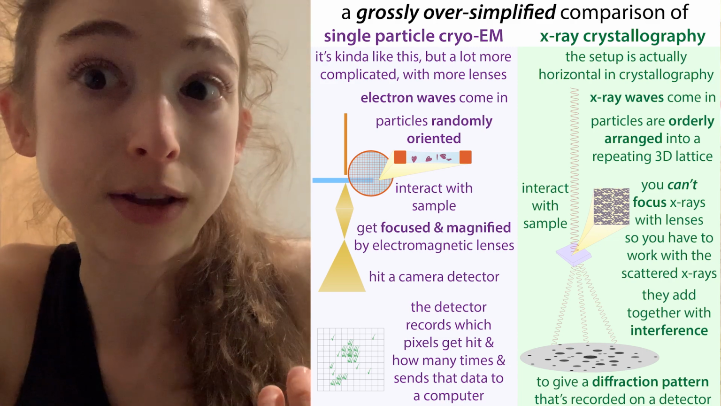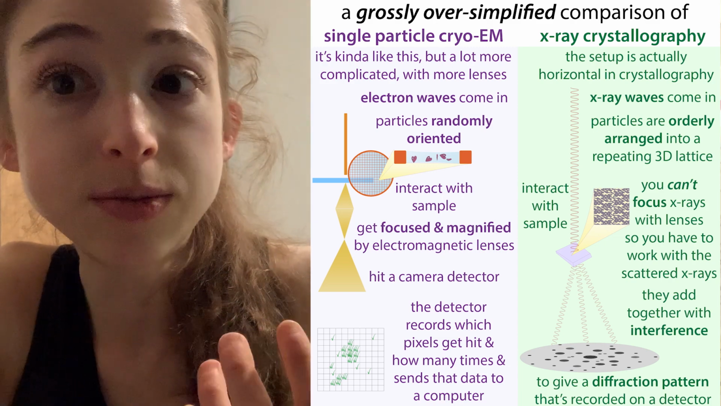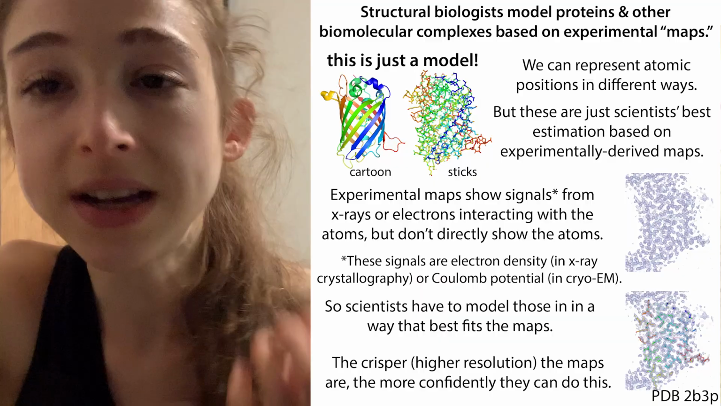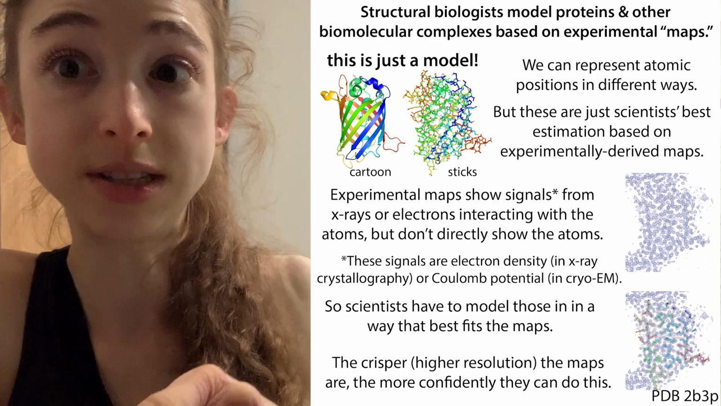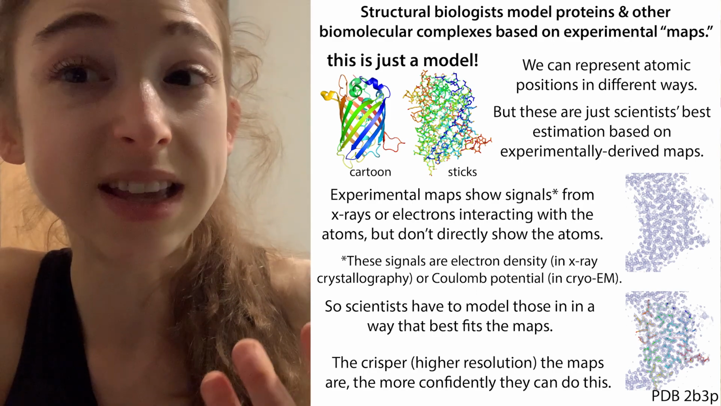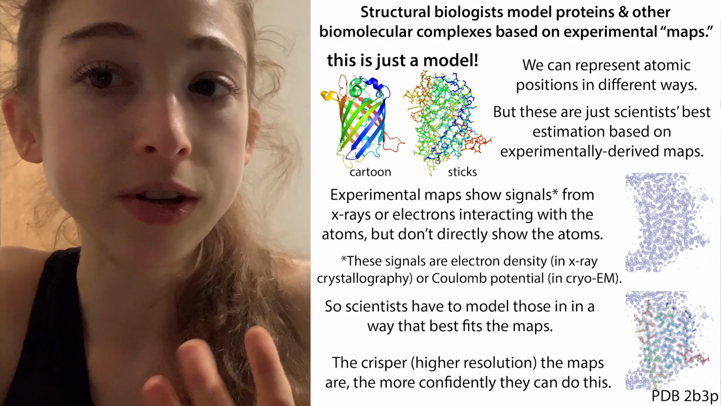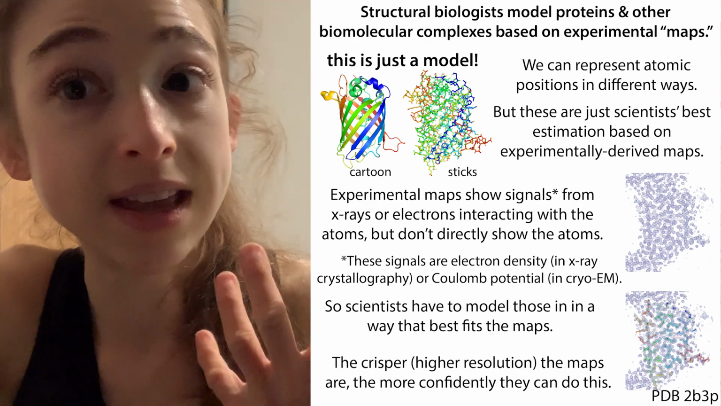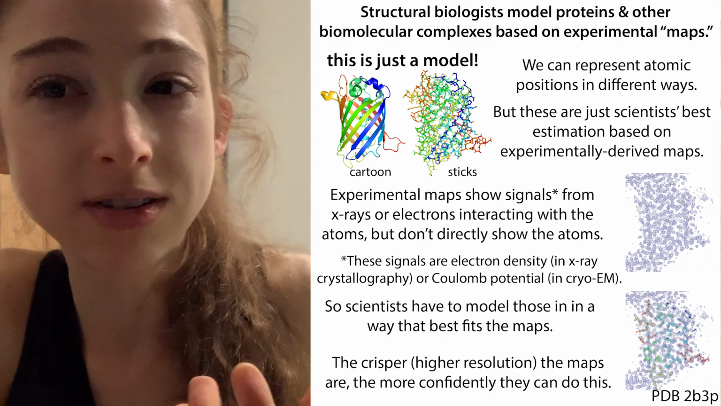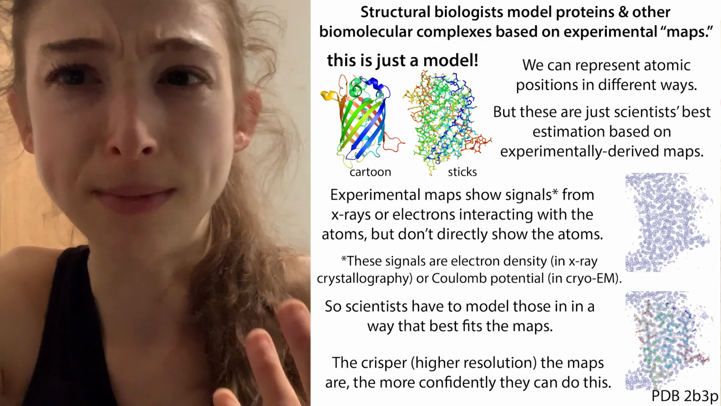And depending on the quality of the data, it's going to be easier or harder, because you don't directly just get, oh, this atom's here, this atom's here, this atom's here. Instead, what you get is a map. So in crystallography, what you get is an electron density map. And in Cryo-EM, what you're getting is a Coulomb potential map.